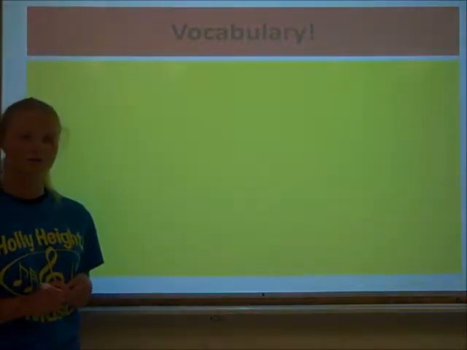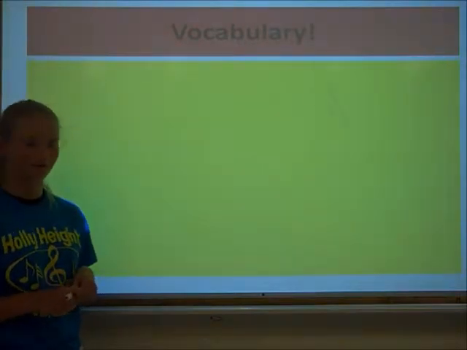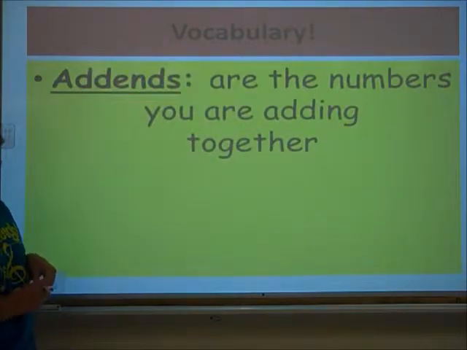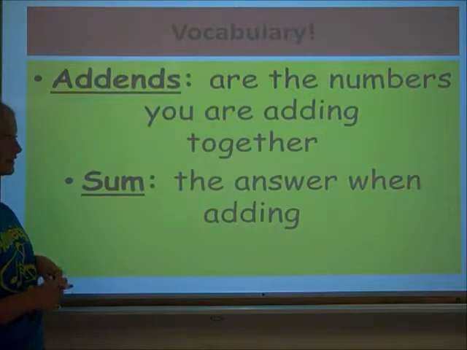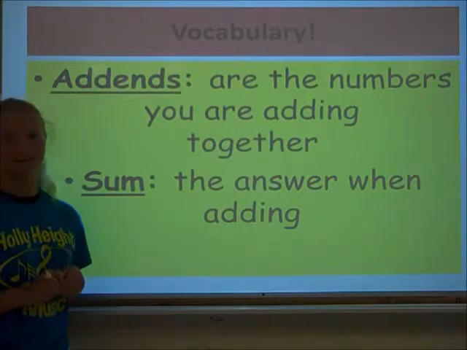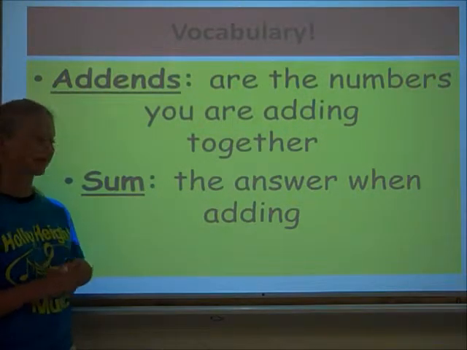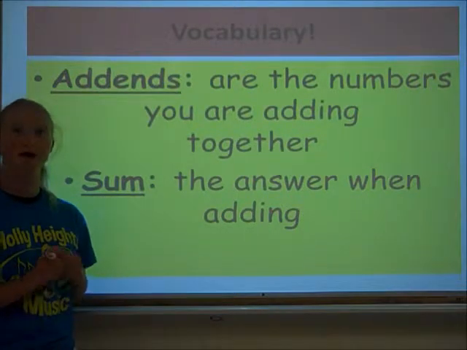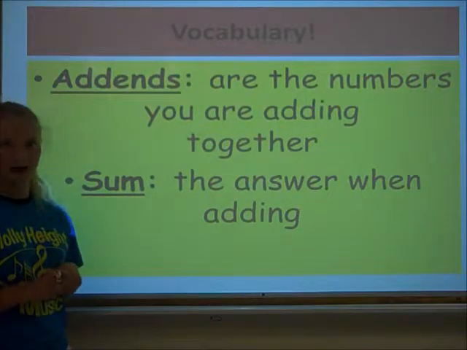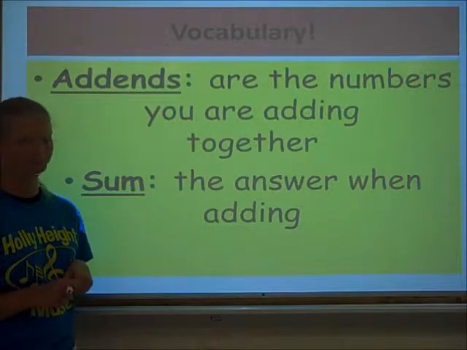So now we're going to learn some vocabulary that you'll need to know for this lesson. So first we have addends. And addends are the numbers you're adding together. And the sum is the answer when adding. So in the last problem, 4 and 2 were the addends, and 6 was the sum.